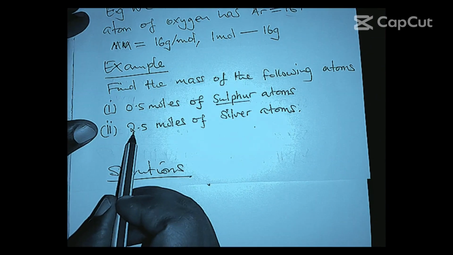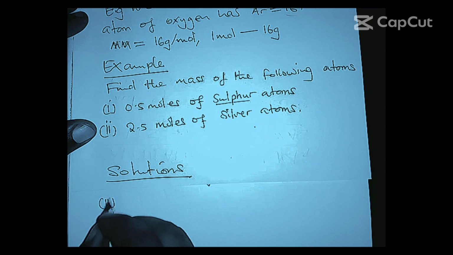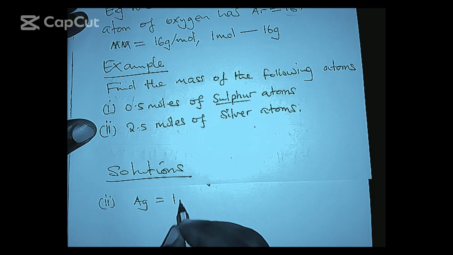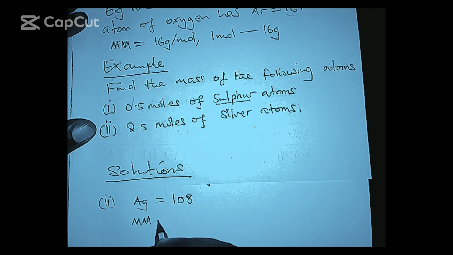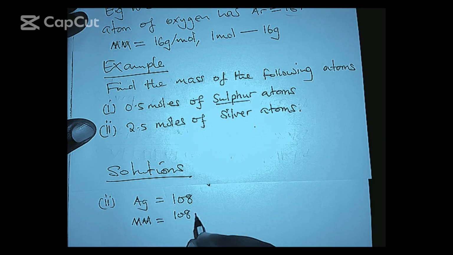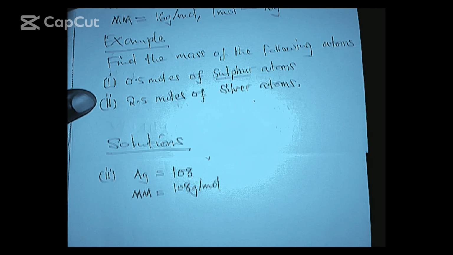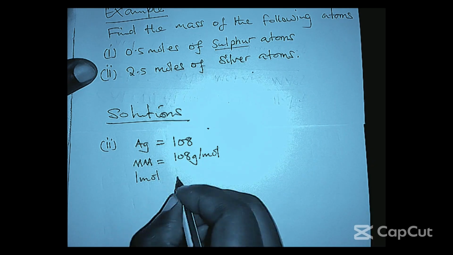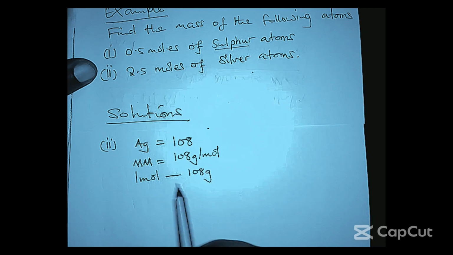Question 2, we need the mass in 2.5 moles of silver. So again, when we go on the periodic table, silver is represented by Ag, and its relative atomic mass is 108. So meaning its molar mass, we can say molar mass of silver is going to be 108 grams per mole, which will simply mean that 1 mole contains 108 grams. Okay, in 1 mole of silver, you find that it will contain the mass of 108 grams.